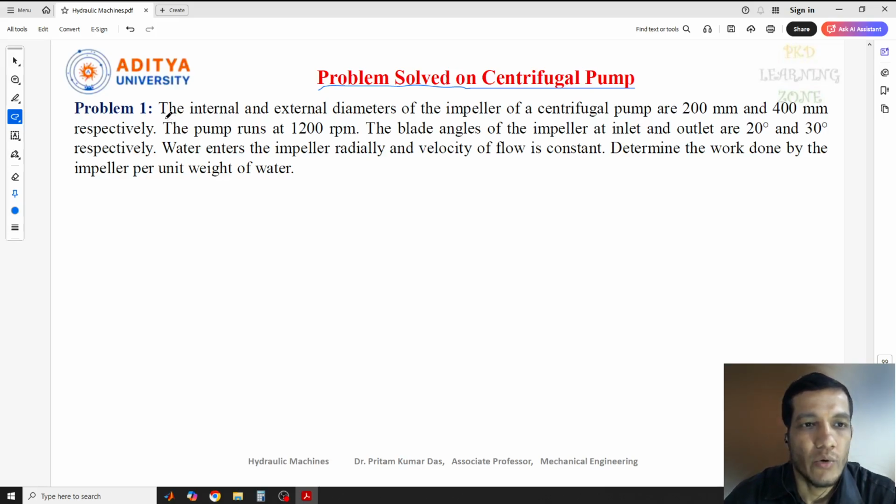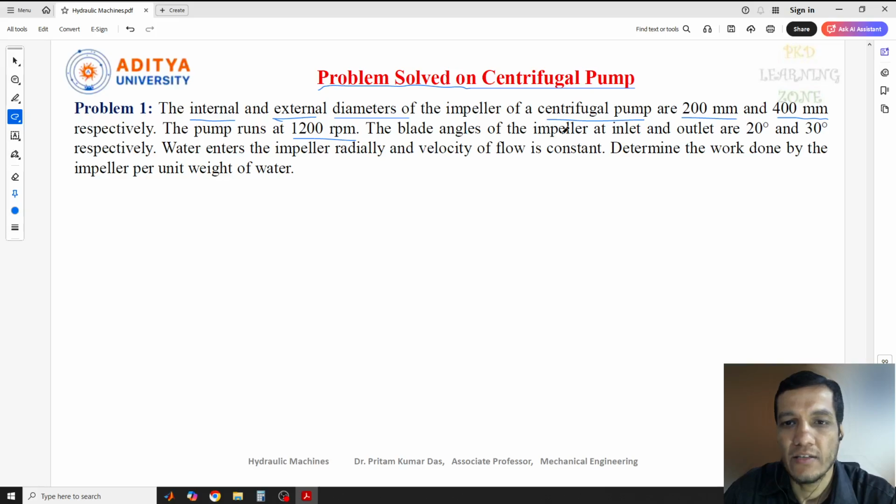So here I have taken the question of the internal and external diameter of an impeller of a centrifugal pump. So internal and external diameter is given for a centrifugal pump. That is 200 millimeter and 400 millimeter. The pump runs at 1200 rpm. So speed is given, 1200 rpm.